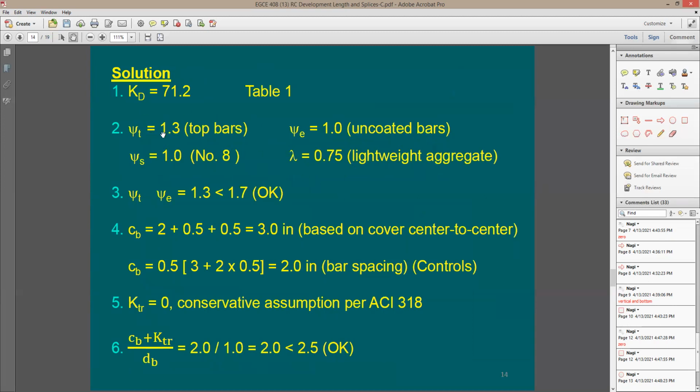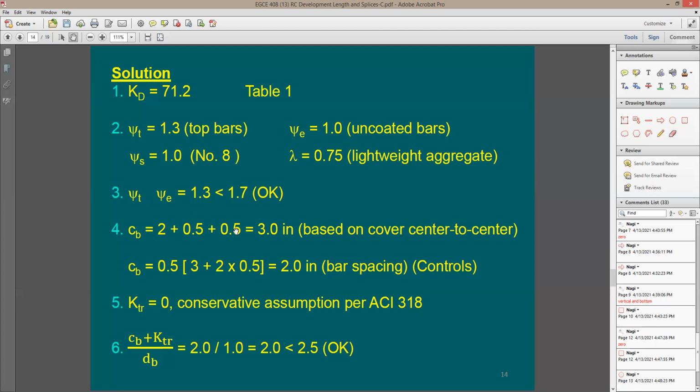Simple. I have top rebars because you have more than 12 inches, so psi sub t is going to be 1.3. For the uncoated bars, conventional rebars, no epoxy, psi sub e is going to be 1.0. For the rebar size, it's going to be number 8, so psi sub s is going to be 1. If this is going to be number 6 or smaller, it's going to be 0.8. Lambda for lightweight aggregate or concrete is going to be 0.75. The product of psi sub t times psi sub e is going to be 1.3, so just use the value as is. There is no reduction needed here because we're still below the cap.